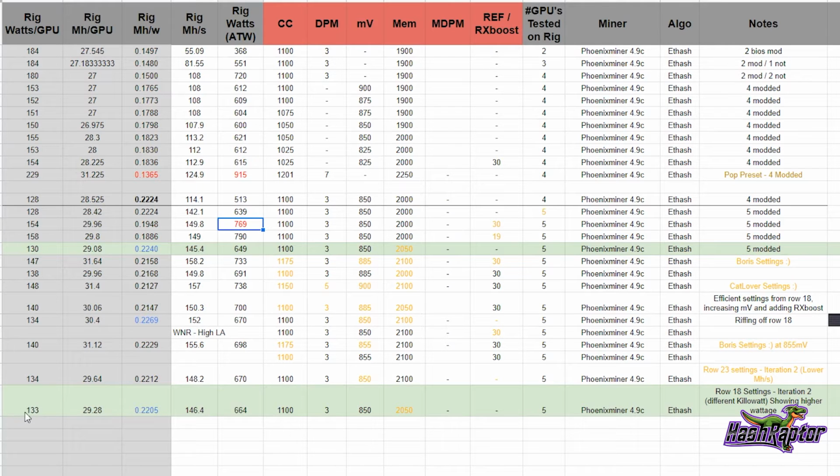But let me know, should I be able to get under 110 watts per GPU here, or should I just be happy with that? I feel like I should be able to get less than that. For example, if I compare this to my 1660 Tis or my 1660 Supers, those are ultra efficient cards, so that's an extreme example, but I'm able to get those to 70 watts at 30 mega hash per GPU.